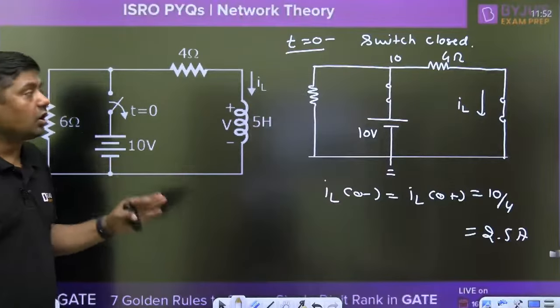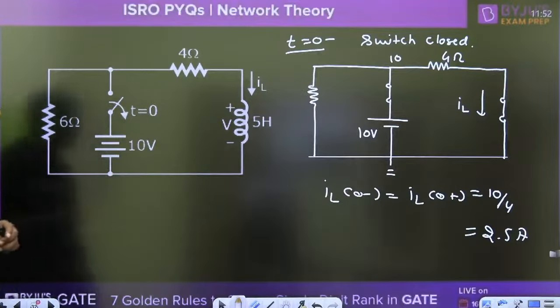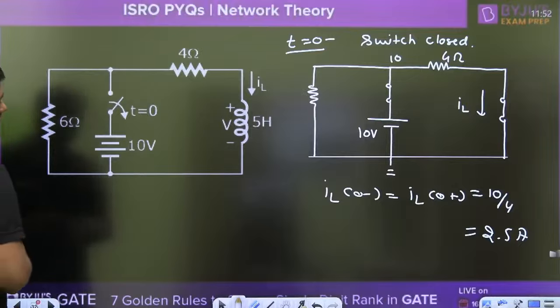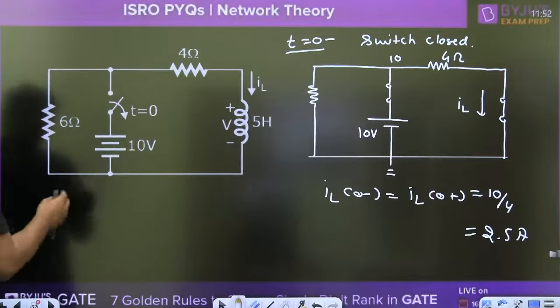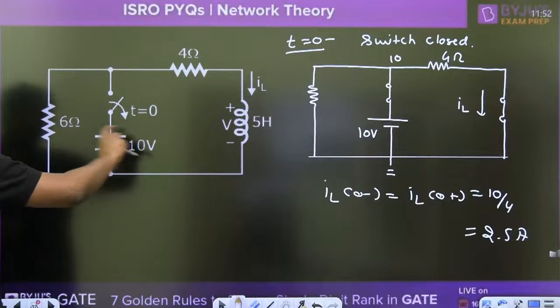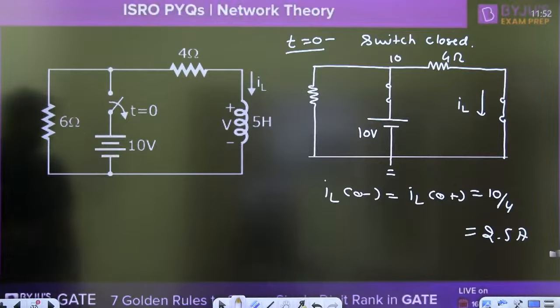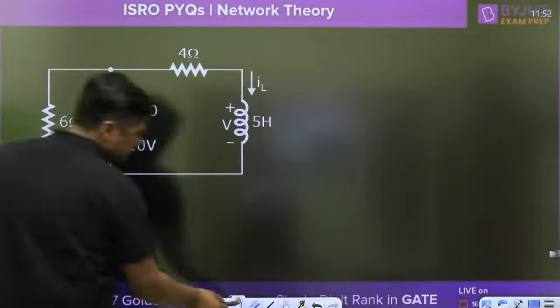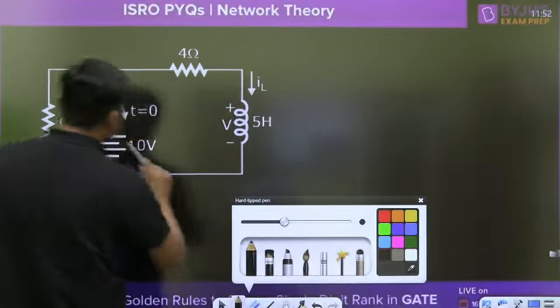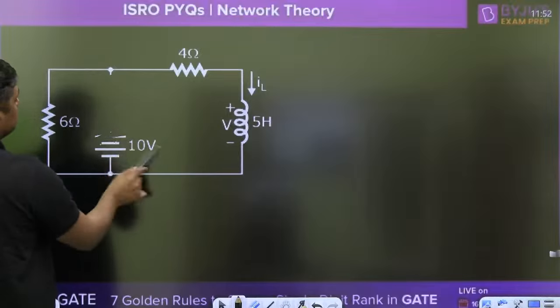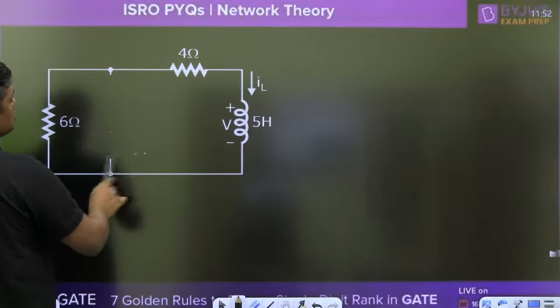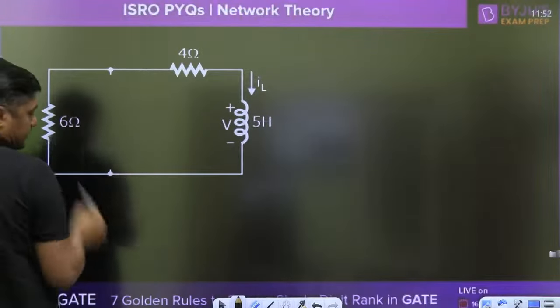Inductor does not allow sudden change of current, so it will remain 2.5 ampere. Now exactly at t equal to 0, switch was open. When the switch is open, we are just disconnecting the battery. When we are just disconnecting the battery, then remove this battery. Now what is this? Source free RL circuit.